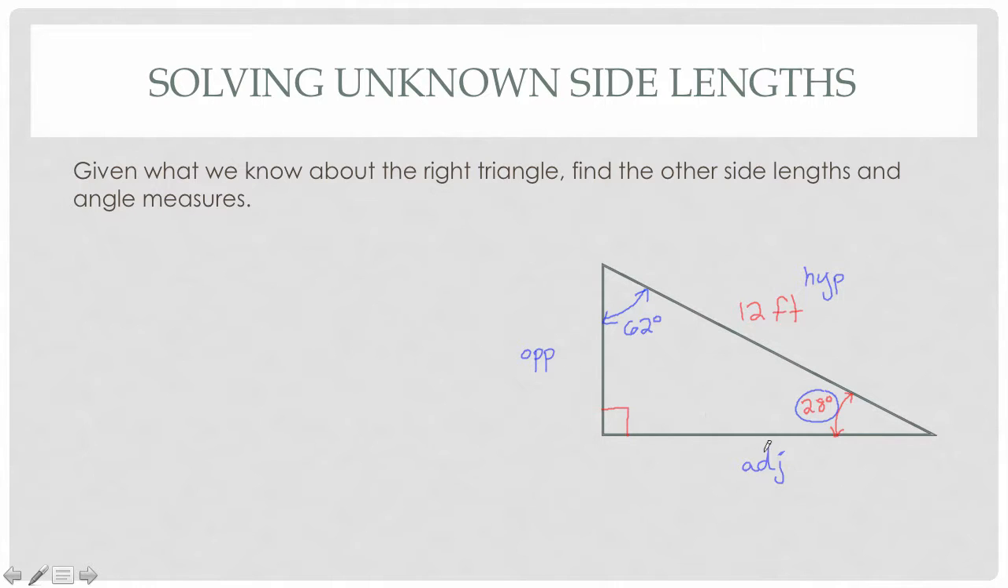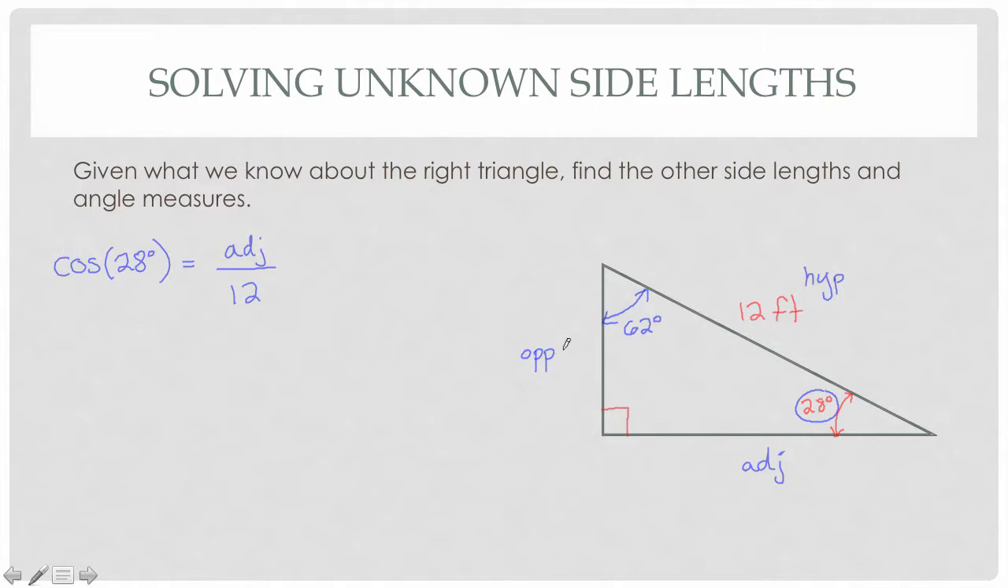So I'm labeling opposite, adjacent, hypotenuse because it makes a big difference in terms of which trig function I use in relating this 28-degree angle. Let's solve for the adjacent side first. I know the hypotenuse, I don't know the adjacent. Which trig function uses the adjacent and the hypotenuse? That's going to be the cosine function. So the cosine of 28 degrees has to equal the adjacent side, I'm just going to go ahead and put ADJ, I don't know what it is yet, divided by 12.